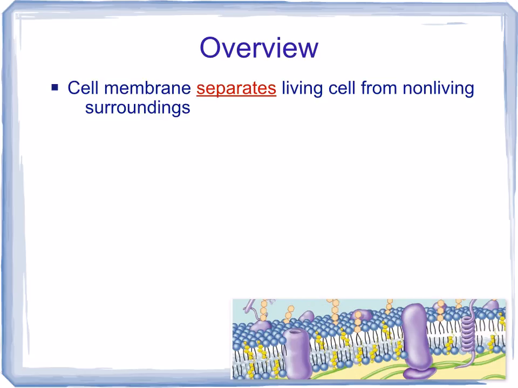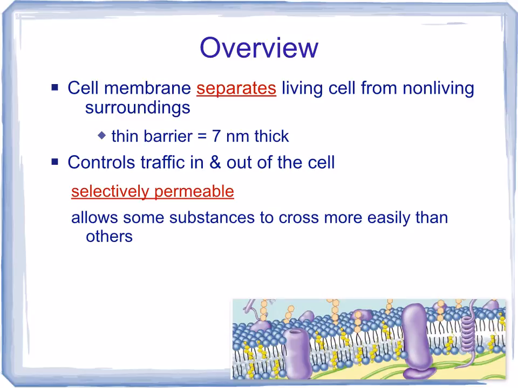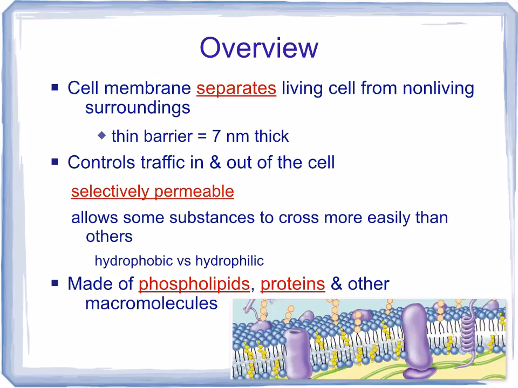Now, cell membranes separate living cells from non-living surroundings, and they are a thin barrier about 7 nanometers thick. They control what goes in and out of the cell. We say that they are selectively permeable. This means that they allow some substances to cross more easily than others. For example, hydrophobic substances can cross more easily than hydrophilic substances. They are made of phospholipids, proteins, and other macromolecules.